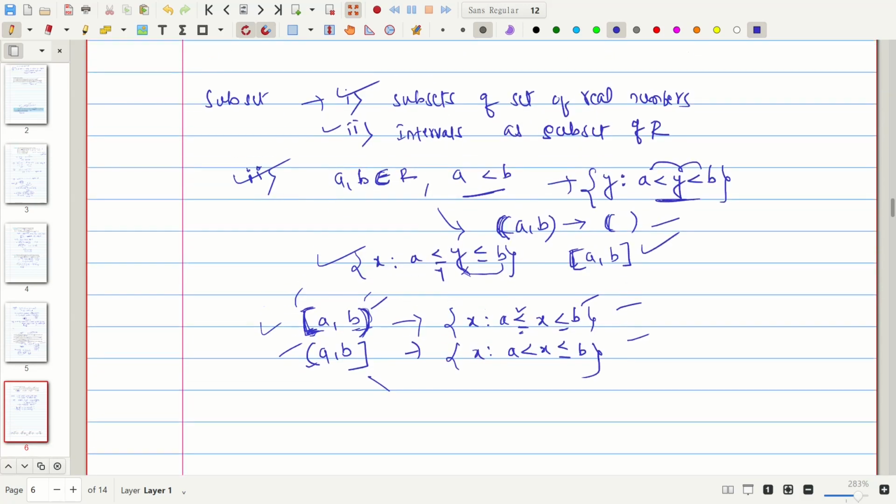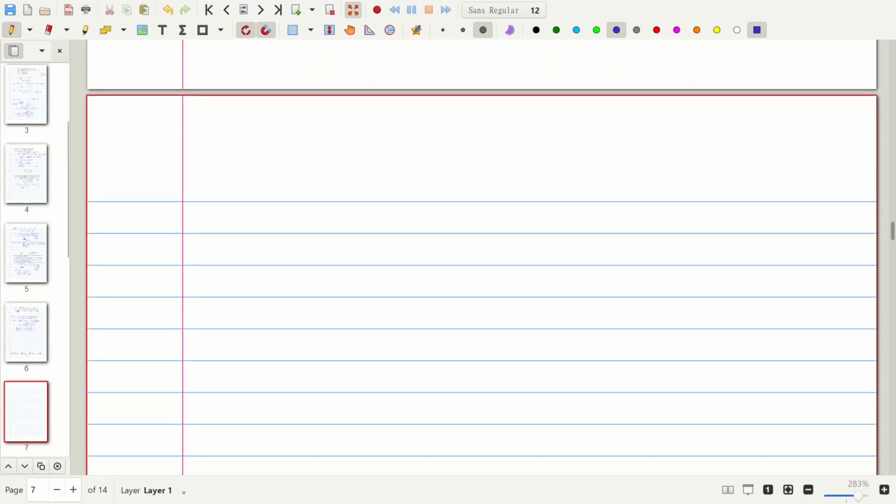Now we'll be discussing the first point. The first point is we know about natural numbers, real numbers, rational numbers. So these things we know. We discuss the first condition.